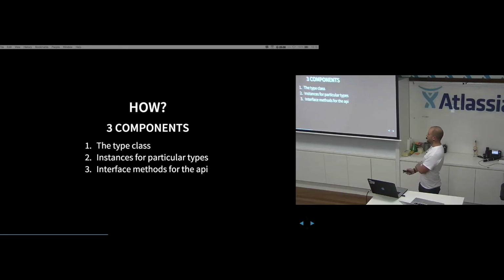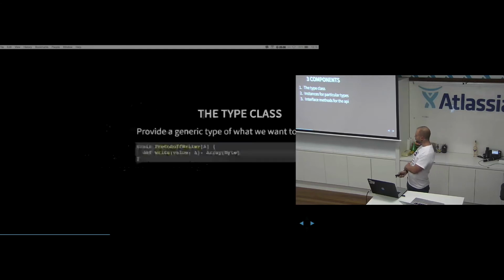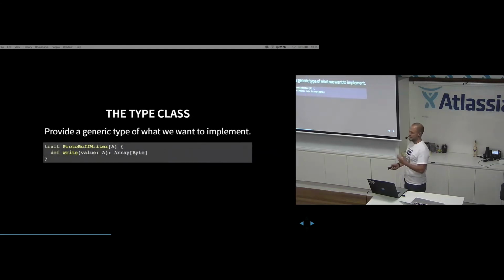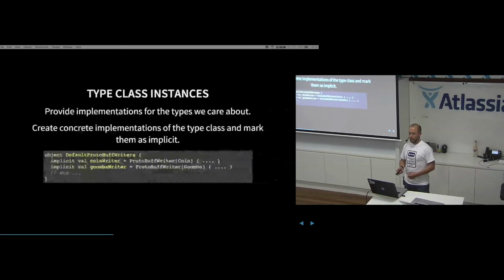So here's the quick how. You have a type class, you have instances for particular types, and you have interface methods for the API. The type class is a simple interface. In this case, what we're going to do is a protobuf writer. You give it a value of type A, and it gives you back a byte array, which is protobuf. You provide implementations for the types that we care about. So, for example, these are concrete implementations of the protobuf writer. Here we have a coin writer and a Goomba writer, and both of these will serialize those respective objects into protobuf.